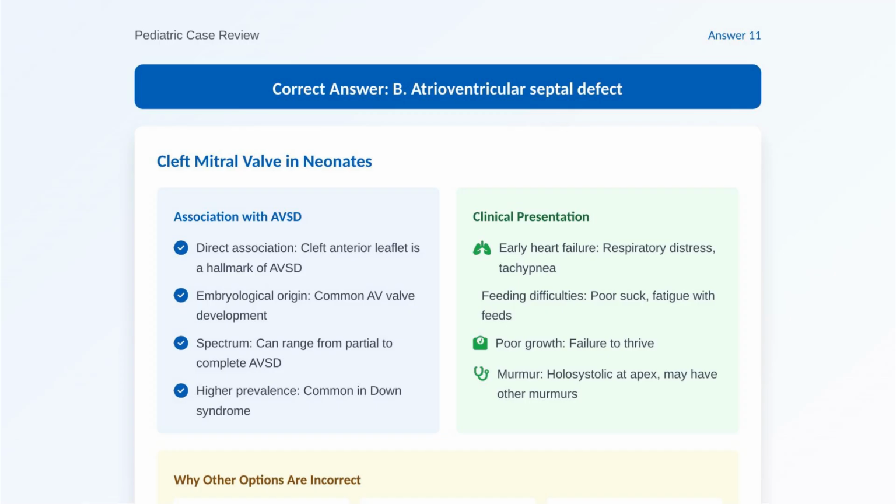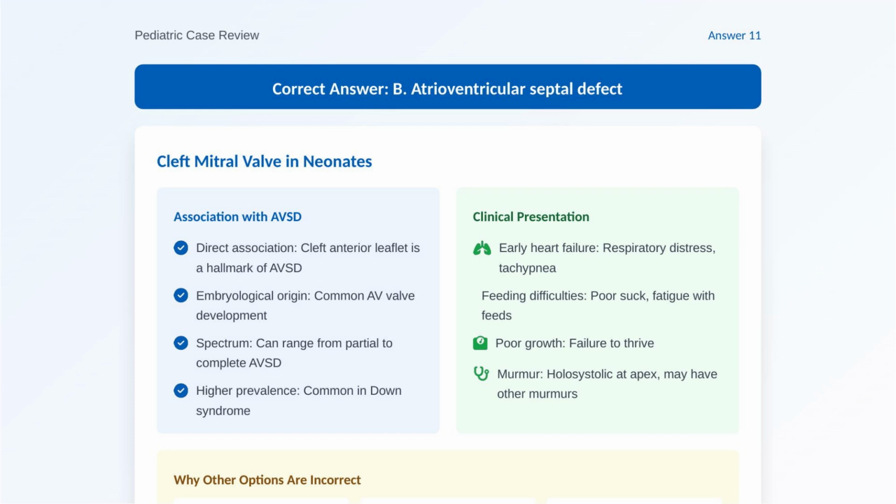The clinical presentation described in the case, respiratory distress and poor feeding in a 2-week-old, is consistent with early heart failure due to significant mitral regurgitation associated with AVSD. Rheumatic heart disease is an acquired condition that cannot be present in neonates, as it requires previous streptococcal infection and the subsequent development of rheumatic fever.